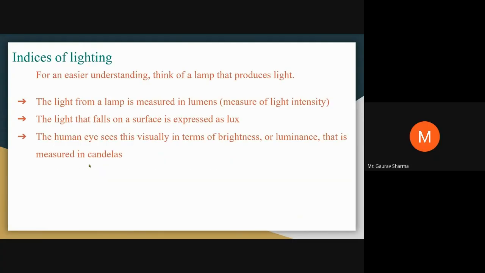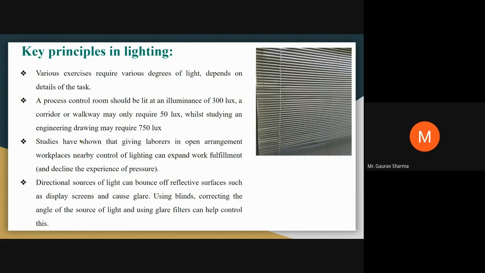So, if I make a broad statement here for an easier understanding: depending on how we are measuring the light, your unit will change. Whether the light from a lamp is measured in lumens, or the light that falls on the surface is expressed as lux, that is you are measuring it on a surface, or the human eye sees this visually in terms of brightness, luminance, that means in terms of sensing it, that is measured in candelas and so on. So these are the possible ways in which you can measure the lighting. Okay, is that clear? How to measure the lighting?